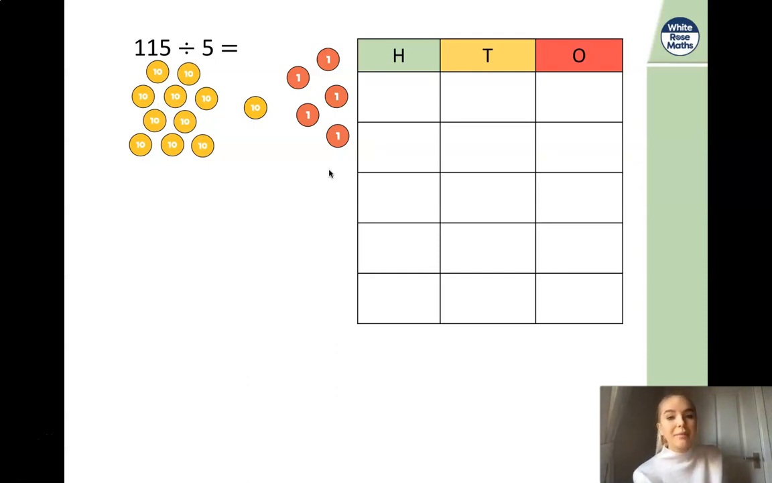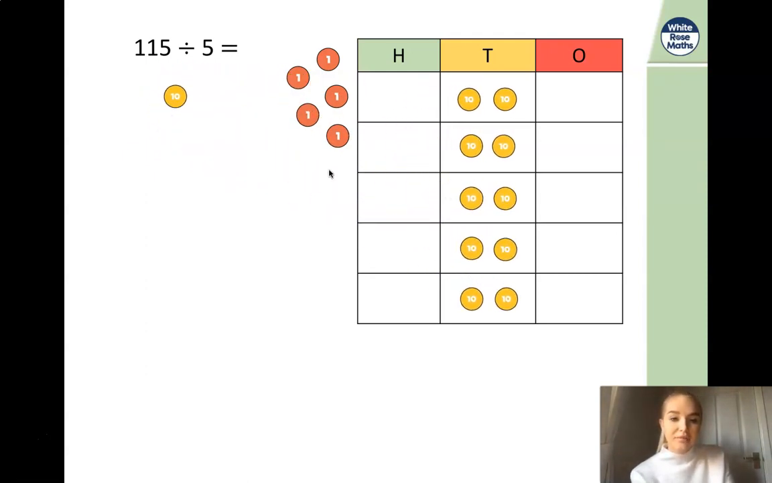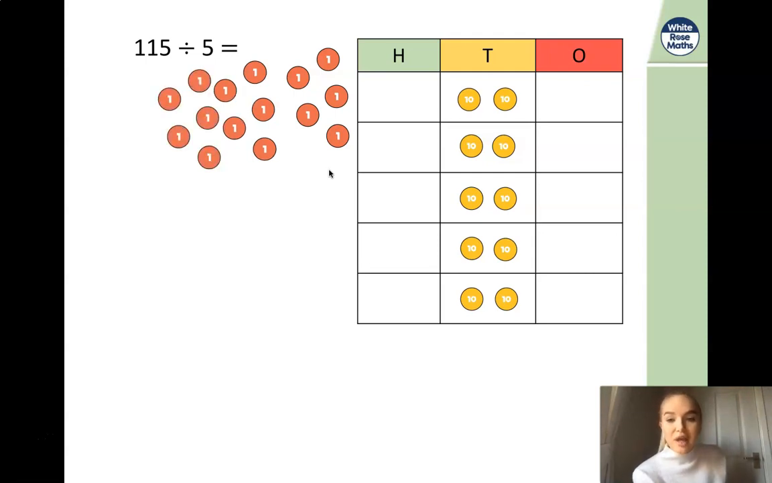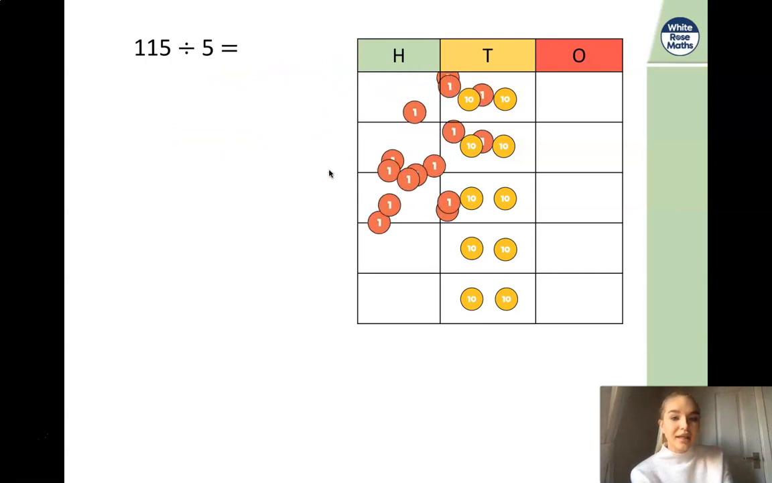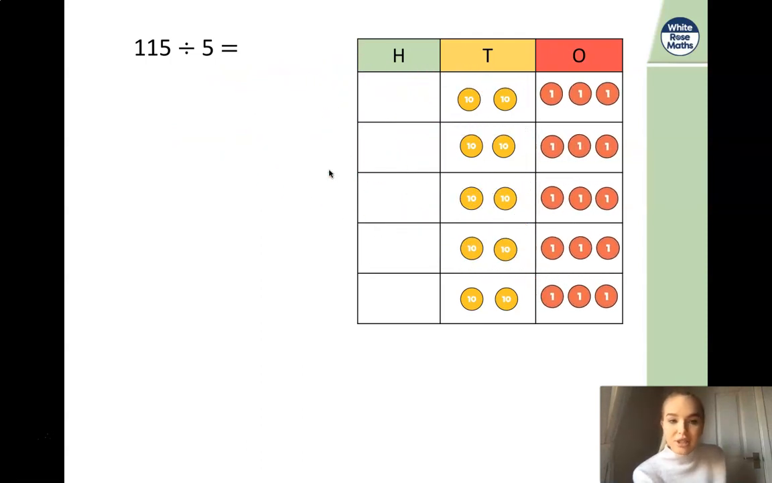So I'm going to start by placing my tens in my tens row. So I can see that I had enough tens to have 2 tens in each row, which is 20. Now I can see that I had 1 ten left over, and I could exchange that for 10 ones. Now I have 15 ones left over, so I know that 15 divided by 5 is 3. So I should have 3 ones in each of my rows, and I absolutely do.